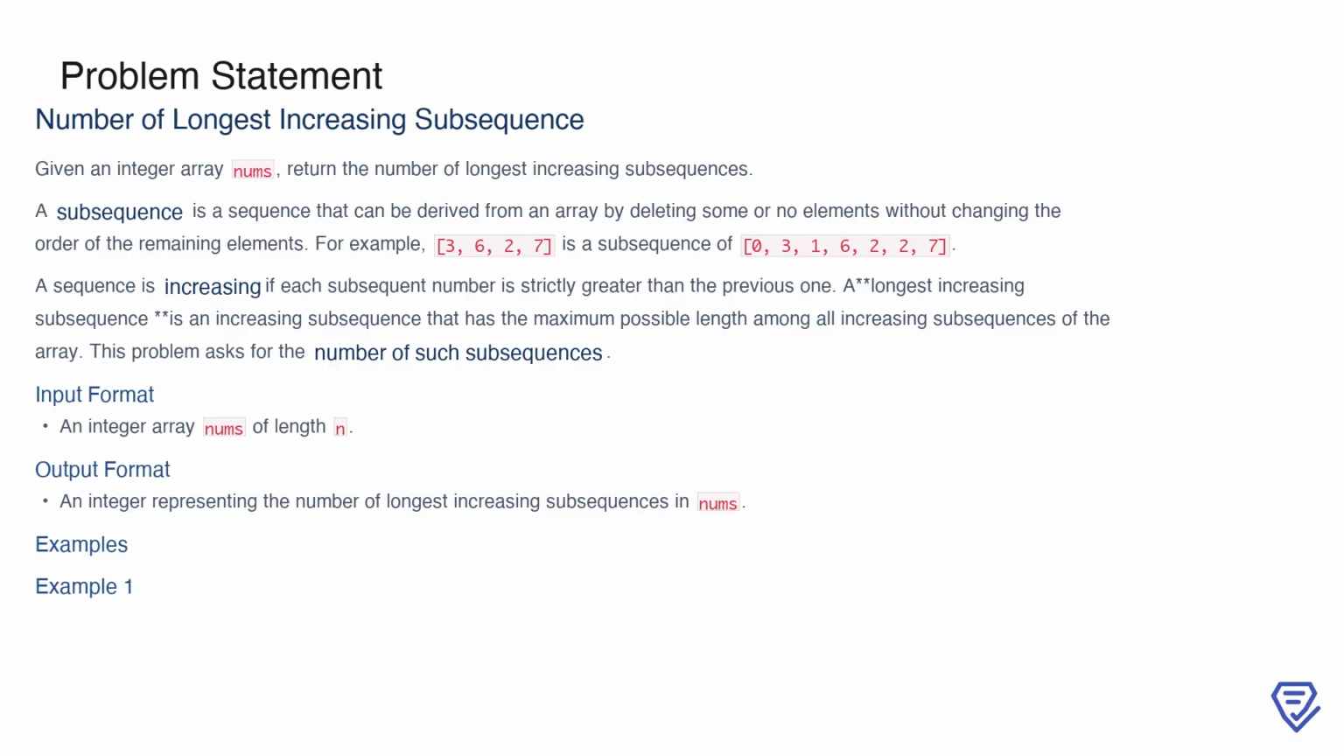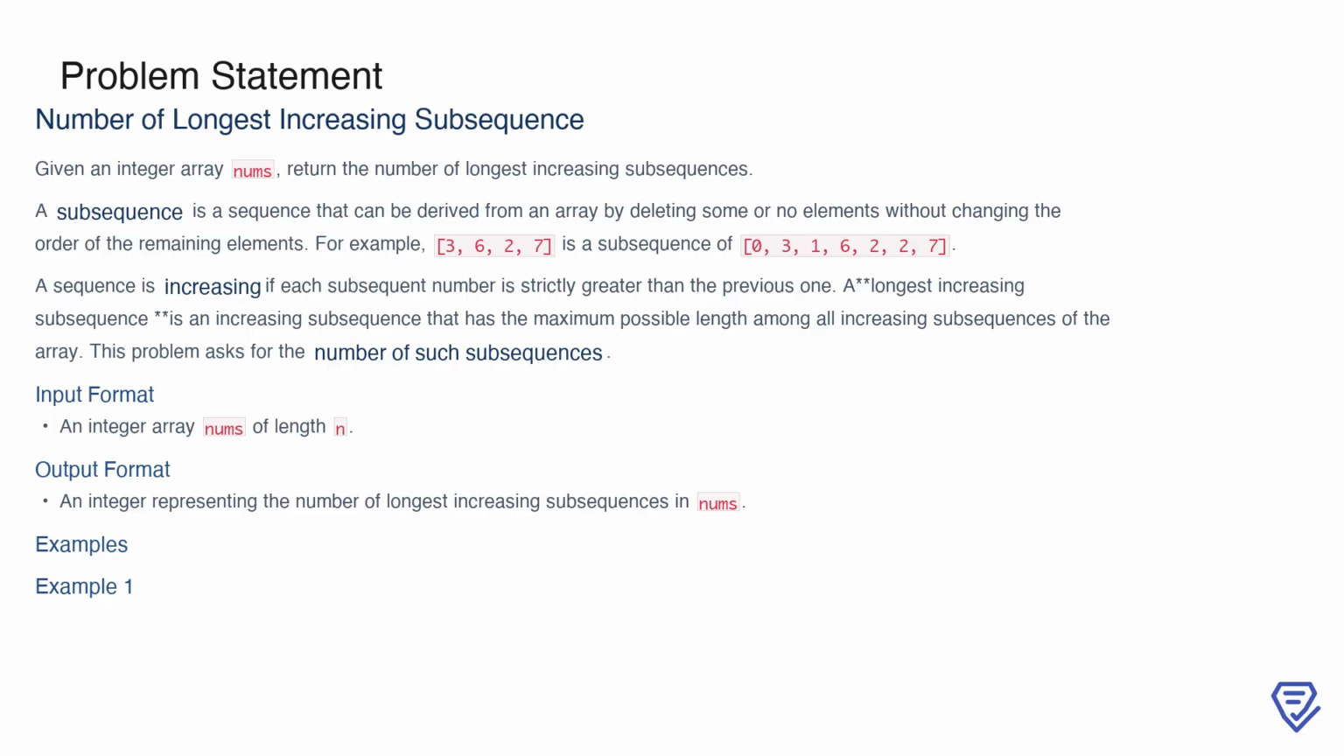of integers, nums. A subsequence is a sequence that can be formed by deleting some or no elements from the array, while still maintaining the order of the remaining elements. For example, 3, 6, 2, 7 is a subsequence of 0, 3, 1, 6, 2, 2, 7. A sequence is considered increasing if each subsequent number is strictly greater than the previous one. The longest increasing subsequence is the one with the maximum possible length among all increasing subsequences in the array. Our goal is to determine how many such longest increasing subsequences exist.